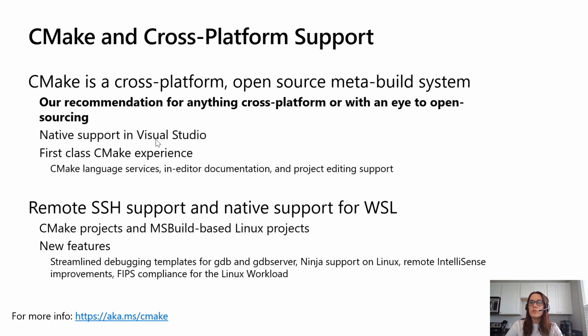And I'll be showing you what's new with our CMake support as a part of my demo. CMake is our recommendation for anything cross-platform, but if you're not writing cross-platform code, or if you just don't want to use CMake, then we also have support for MSBuild-based Linux projects. And our cross-platform support is an area that we continue to invest in, and some of the new features that have been added in the past releases include first-class support for GDB server, streamlined debugging templates for remote debugging with CMake projects, Ninja support on Linux, and some improvements to our remote IntelliSense, which provides IntelliSense as if you were working natively on your remote system.